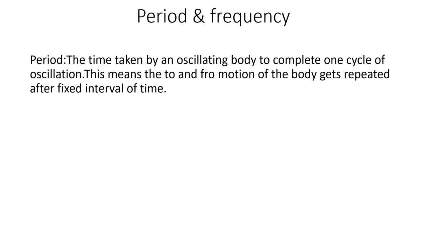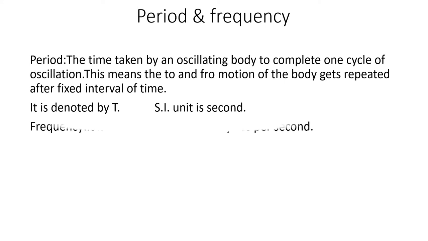Now we will discuss period and frequency. Period means the time taken by an oscillating body to complete one cycle. To complete one cycle, how much time an oscillating body is taking, that is known as period. This means the to and fro motion of the body gets repeated after a fixed interval of time. After every time period, the same oscillations will be repeated. Period is normally represented by capital letter T, and its SI unit is second.